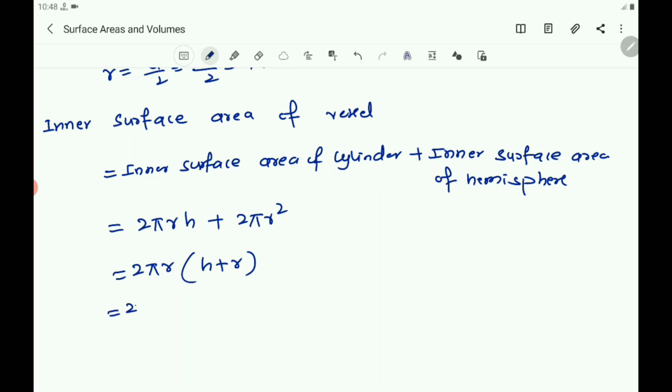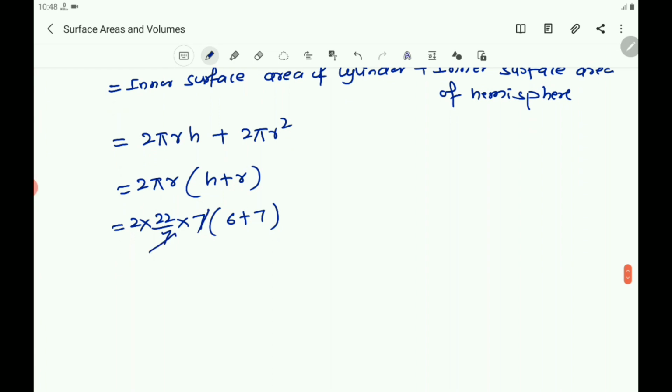Then you substitute the values: 2 into 22 by 7 into R is 7, into H is 6 plus 7. Then 7 cancels, 2 22s are 44, into 6 plus 7, that is 13. Then you find the product of 44 and 13, which gives 572 cm square.